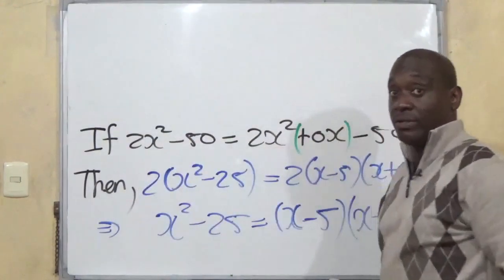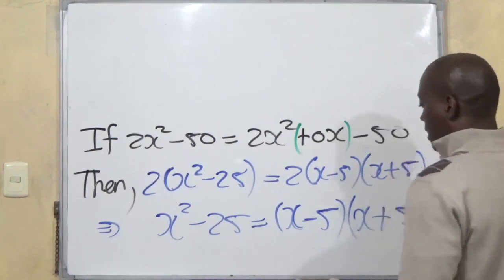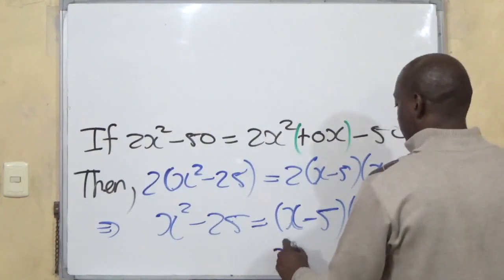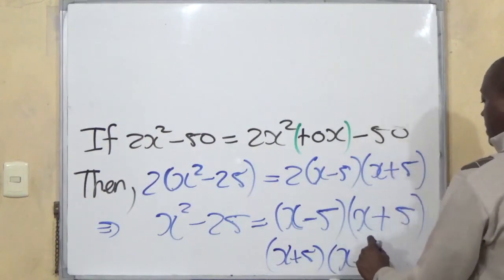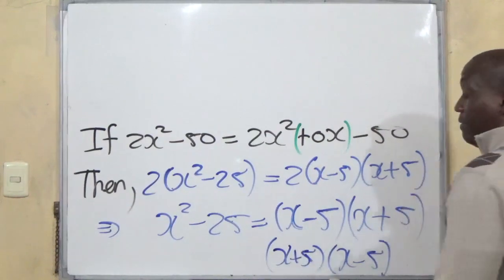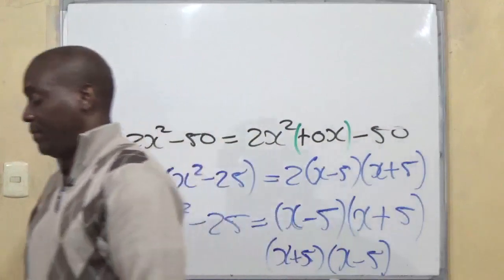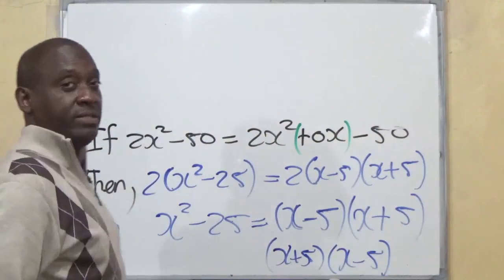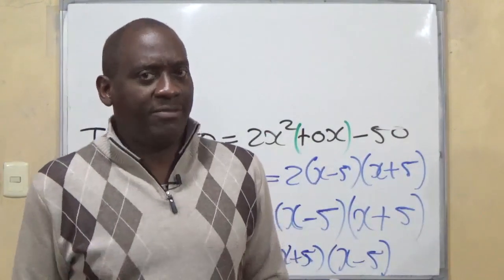Now remember, of course, that this could also be written as x plus 5 into x minus 5. I'm just reiterating, so don't go off on a tangent. It's just a matter of personal preference. We already discussed the commutative property. So just choose whatever you're comfortable with and run with it. My personal preference is to do the negative first and then put the positive. But that's just me. You don't have to do it like me.